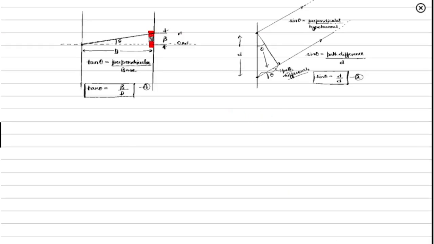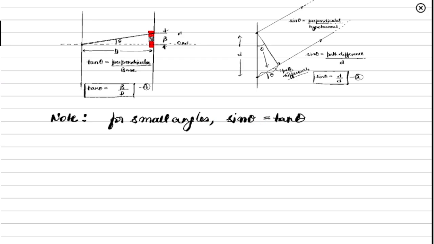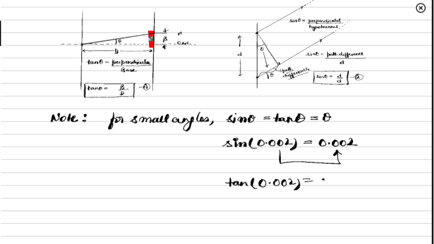Now, what we need to do is compare these two equations. First, the most important note which I'm going to write here: for small angles, sine theta or tan theta, they'll be all equal to theta. What do I mean by that? If I take a very small angle, in radians, let's say theta is 0.002, then I will get the value 0.002 as the answer. I will get theta back. This will happen with sine and also with tan. For small angles, this happens.